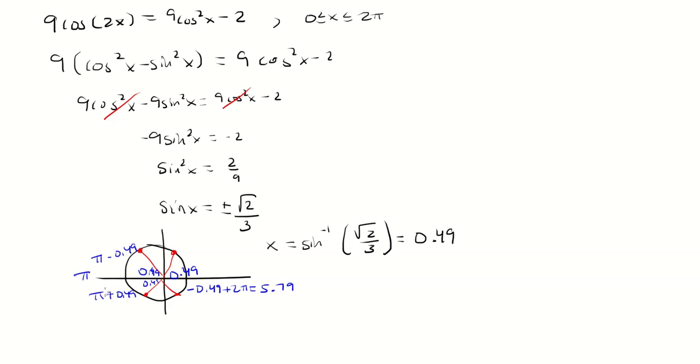So when you do pi minus 0.49, you get 2.65. And then when you add the pi, you get 3.63. So in total, the answers are x equals 0.49, 2.65, 3.63, and 5.79.